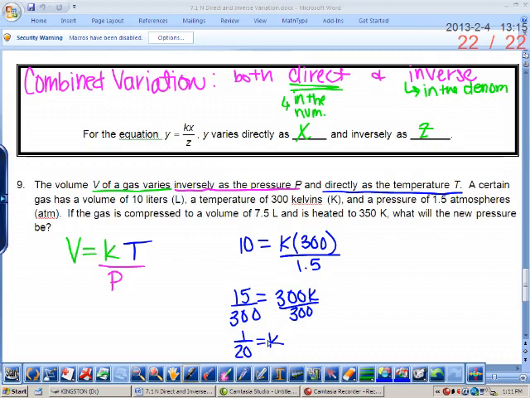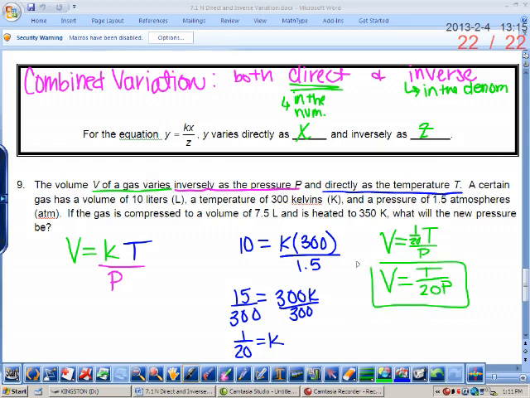Now, when you go to write this in your equation, what you think to write is V equals 1/20th T over P. But that's not very proper math grammar. We don't really like having a fraction in the numerator. So what could we do? Put 20 in the denominator. So really, the way you want to write this is V equals T over 20P. That's the equation I'm going to want from you.